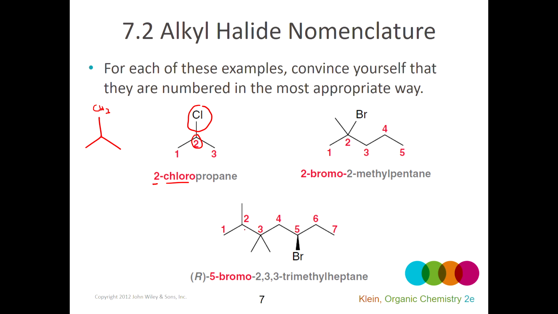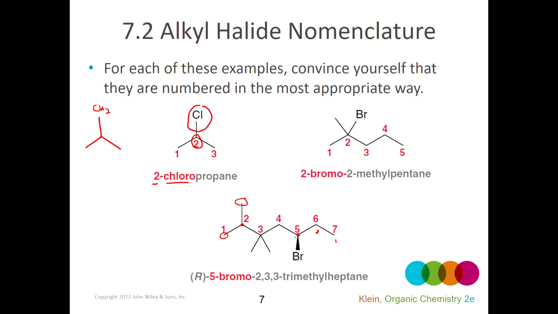So in this example here, I'm numbering it from the left rather than the right, because if I number from the left, the first substituent I get to is on carbon 2. If I numbered it from the right, I don't get to the first substituent until carbon 3. Right? So that's not the correct numbering. So I find the longest parent chain just like normal, number it from the side that gives the first substituent the lowest number possible, and then order the substituents alphabetically.